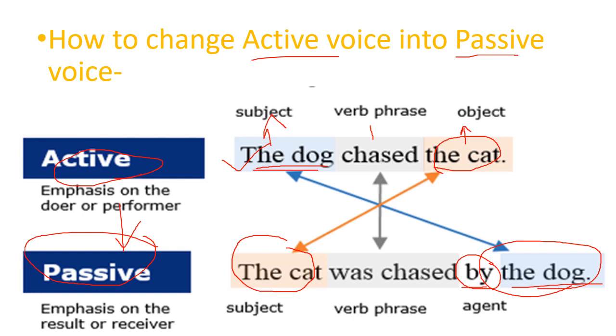Now, the dog chased the cat. You can clearly see the dog, which is double underlined, this is the subject. Chased is the verb phrase. The cat is the object. Now, you can see the orange arrow where the object of active voice becomes the subject of passive voice. The cat becomes the subject and the dog becomes the object. The cat was chased by the dog. You can see that we use by in most cases for changing active voice into passive voice.